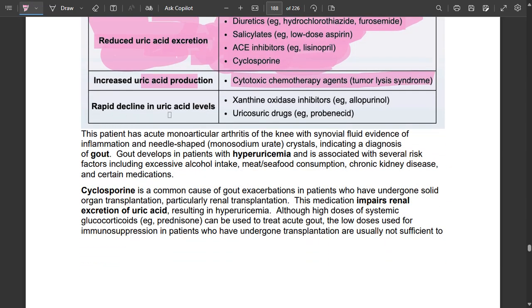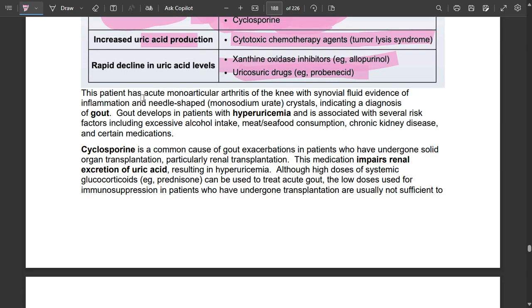A rapid decline in uric acid level can be caused by uric acid lowering drugs like probenecid or allopurinol. This is a patient with acute monoarticular arthritis of the knee with synovial fluid evidence of inflammation, needle-shaped monosodium urate.